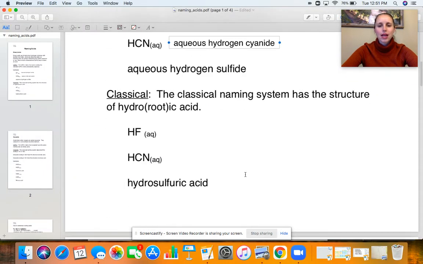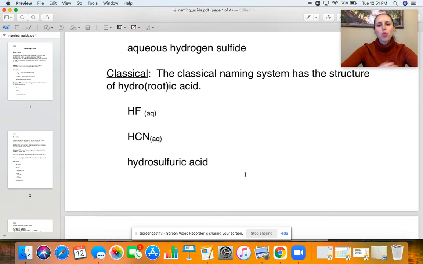So we're going to look at the classical naming system, and this is more realistic of how you're going to see acids named. The classical naming system has the structure of hydro, root, ic, acid. Essentially, hydro is always going to be the same. Ic is always going to be the same. Acid is always going to be the same. The only thing that's going to change is this root. What this root is, is your nonmetal.